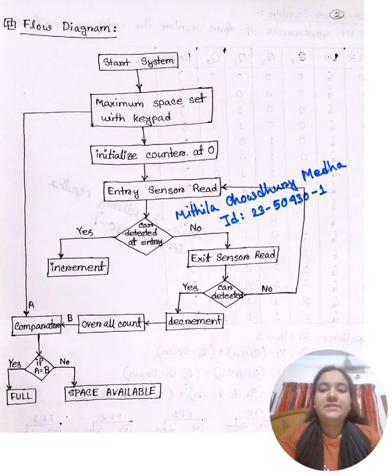Here is the flowchart that represents the logic of the parking control system. First, the system is initialized and the maximum capacity is set. Entry and exit sensors monitor car movement. When a car enters, the counter increases by 1. When a car exits, the counter decreases by 1. A comparator continuously checks the values. If the count is equal to 9, the system shows full. Otherwise, it shows space available in a blinking pattern. This ensures that the system always reflects the current availability status.